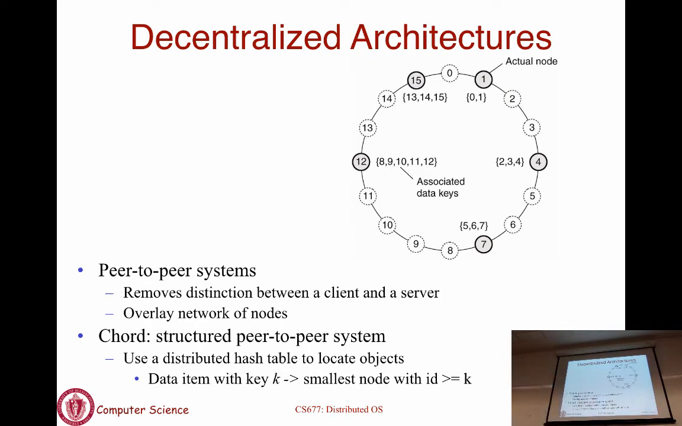Now if you join the network at a certain point in your logical ring, what that also tells you is that that node is responsible for answering all queries for objects, keys, that are going around the ring from the previous node until itself.